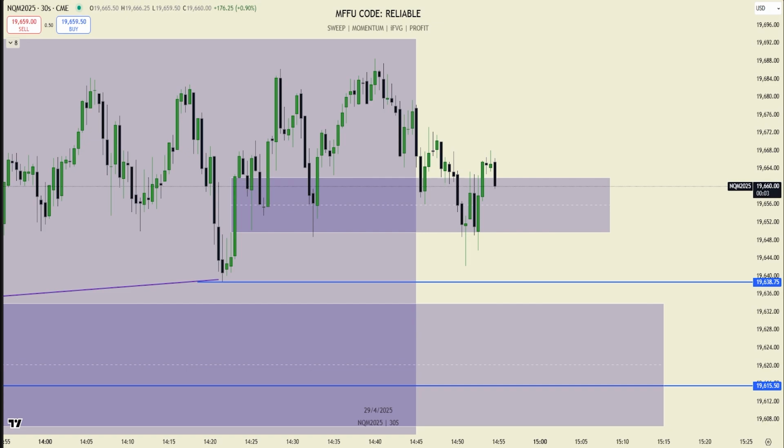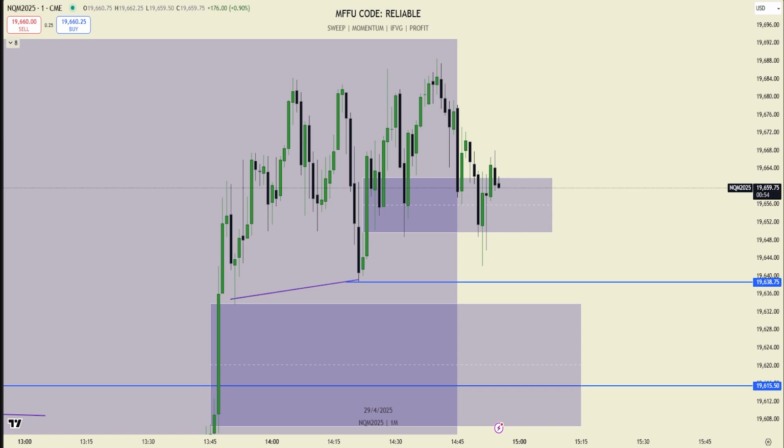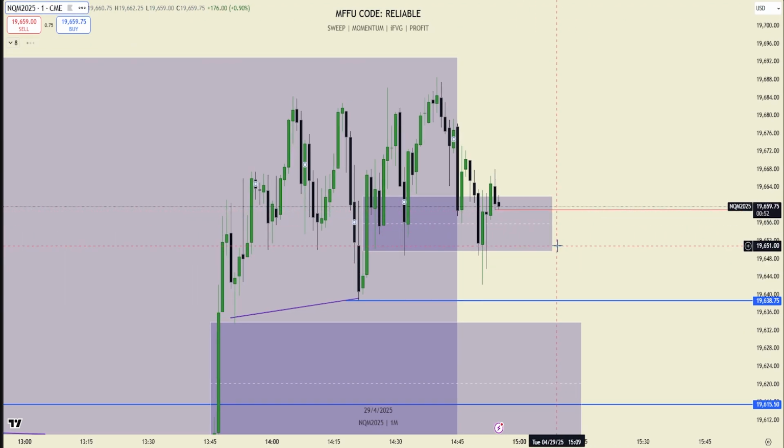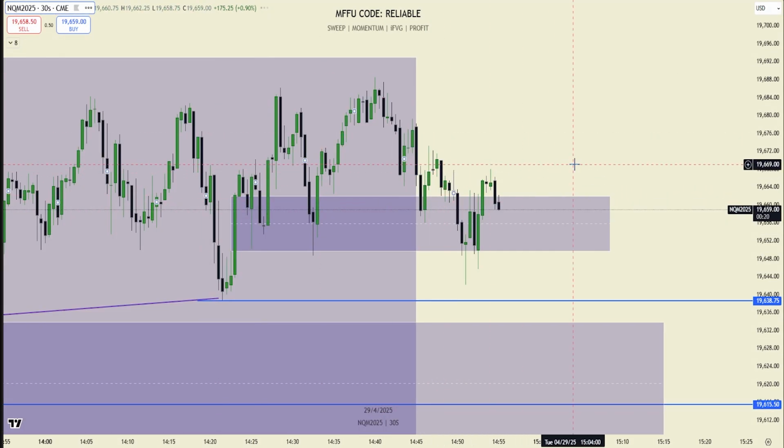All right, we'll do Fahrenheit. But yeah, no 30-second close below there. We're still holding the gap even on the 1 minute too. So nothing really to say right now. Just still chopping.